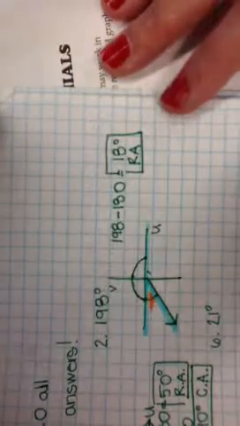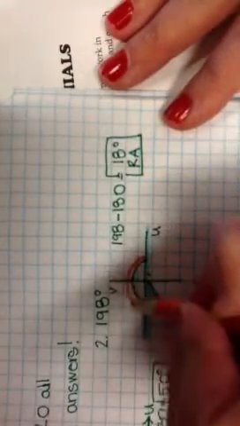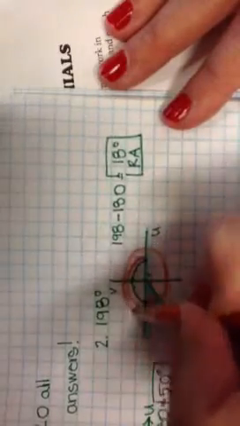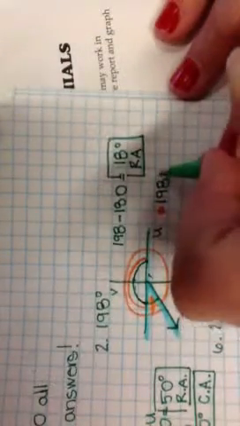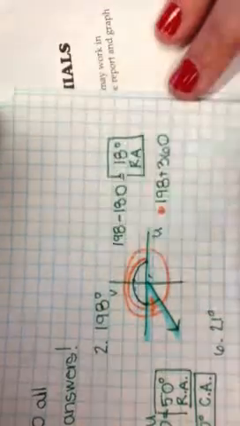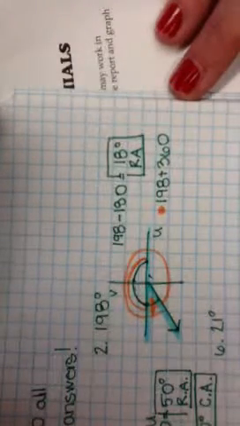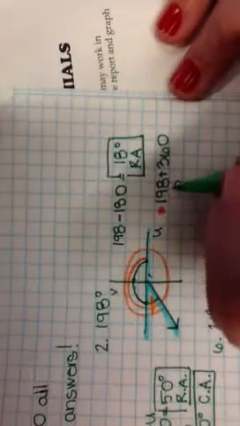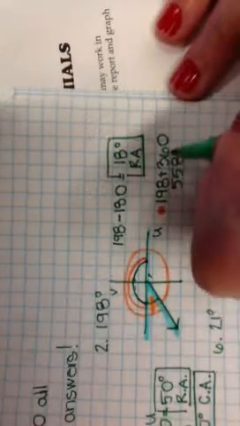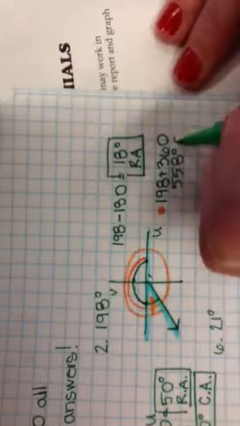Let's do a coterminal angle. So again, I could go to 198 and then do another lap. So for this one, I'm going to take 198 plus 360. I'm going to have to do that on a calculator. And I get 558 degrees. So that's one of my coterminal angles.